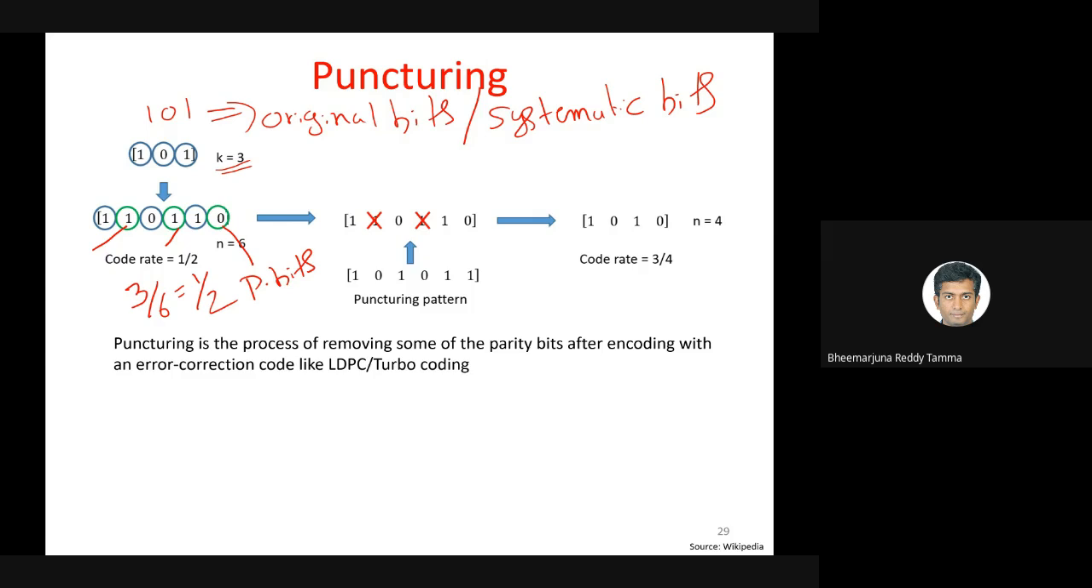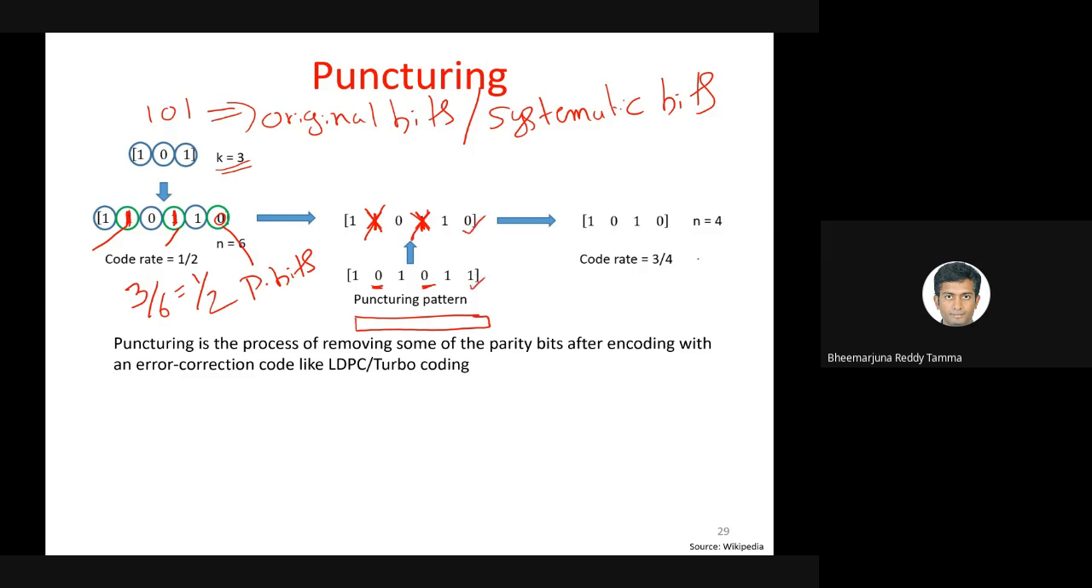So we do something called puncturing, as you see. In this case, we are defining what is the puncturing pattern. It says that you are puncturing this bit, you are puncturing this bit. So that way, you added 1, 1, and 0. Out of that, one of the parity bits you are not actually transmitting. Another parity bit also you are not transmitting. The third parity bit you are actually transmitting.